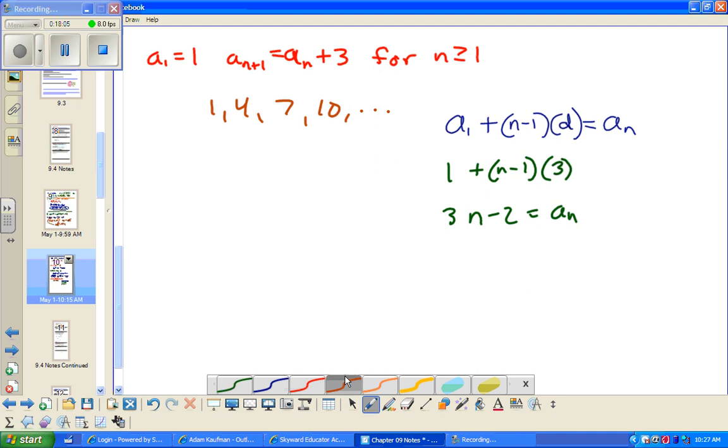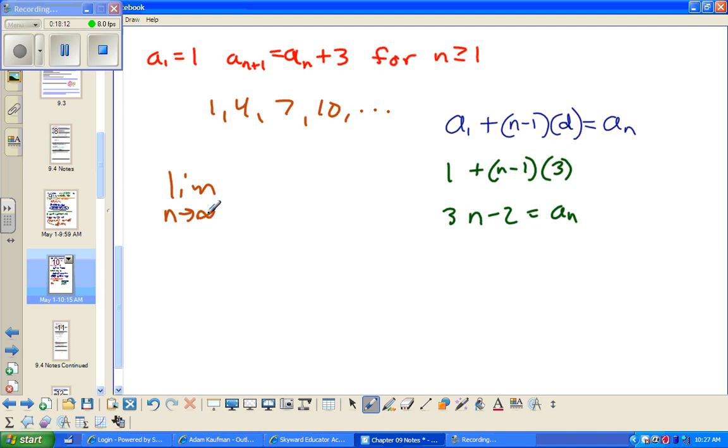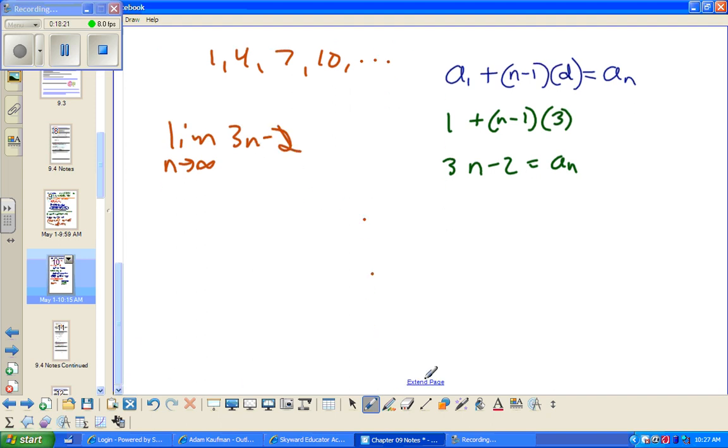So now with that in mind, you can find the limit as n approaches infinity of 3n minus 2. And then you can tell if it converges or diverges. Finish that one out.